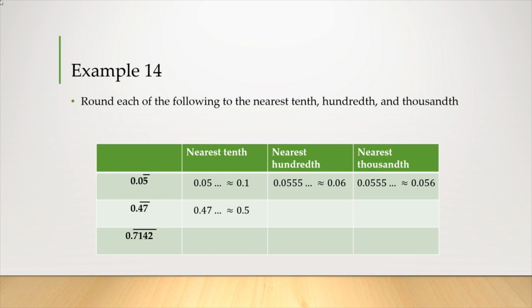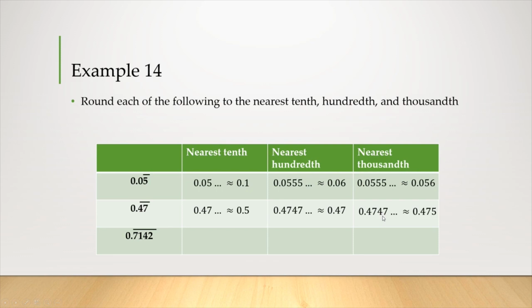0.47 repeating, again, I can extend it as much as I need. So you'd round there to 0.5. For rounding it to the hundredths place, you look at the thousandths place and you would round down there. So it's 47 hundredths. And then extending a little bit more.